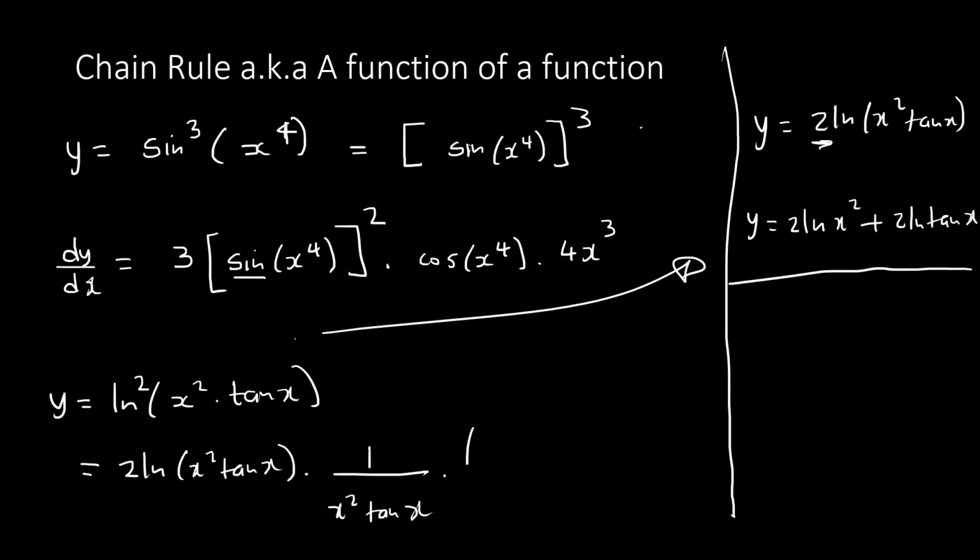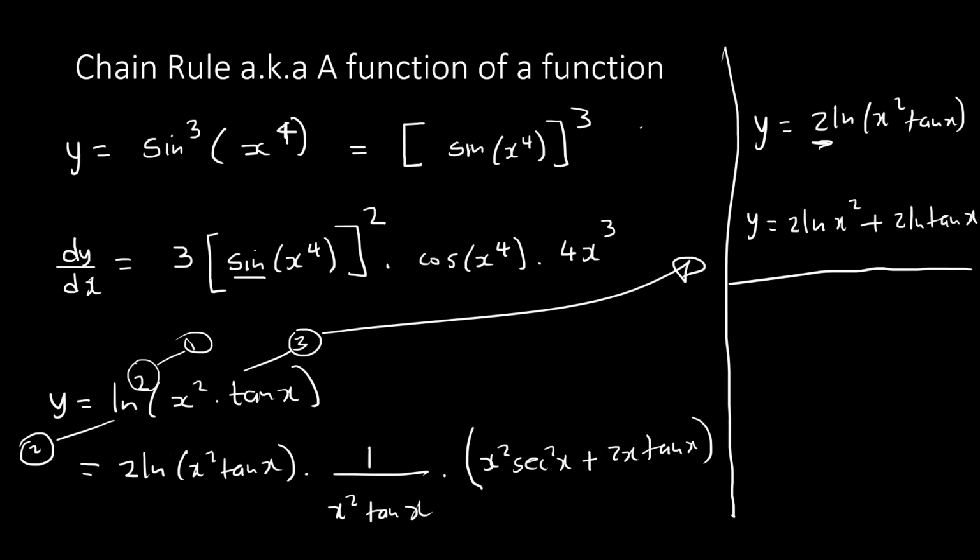Then the next one is to multiply by the derivative of this. Remember, I started with 2, which is number 1. Then I came to ln. Then the third one is to do this one, which is product rule. So we know product rule, I'll have x squared sec squared plus 2x tan. You see, that's my answer there. Just like that, and you are done.